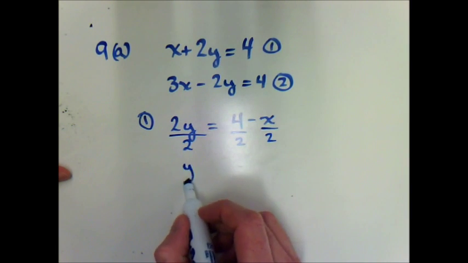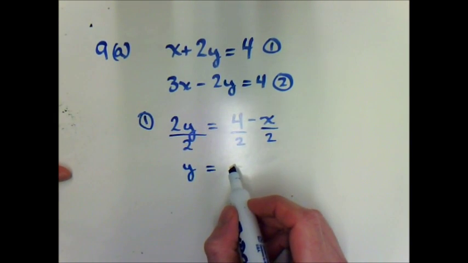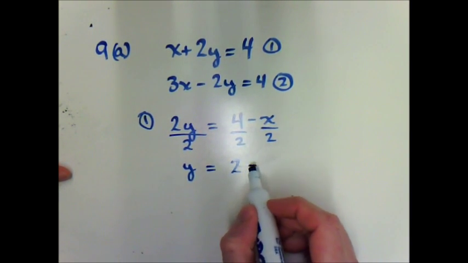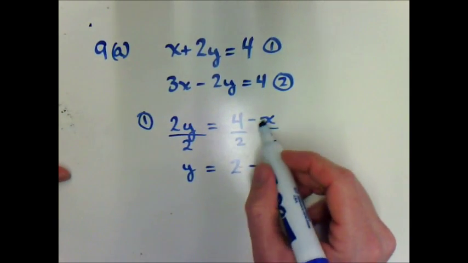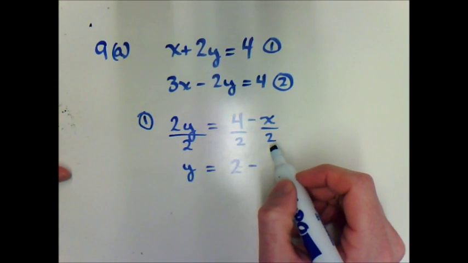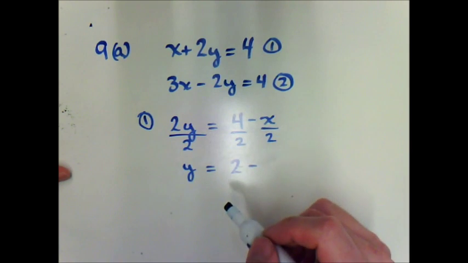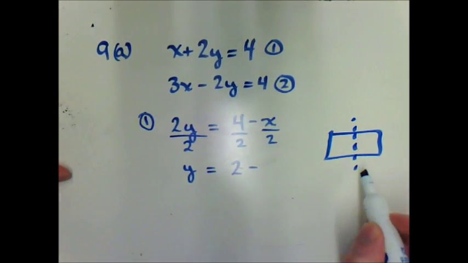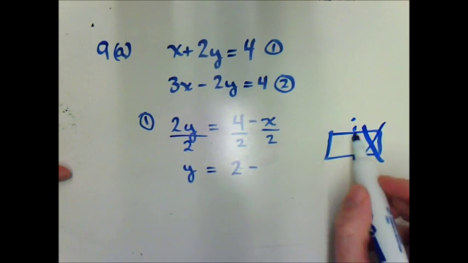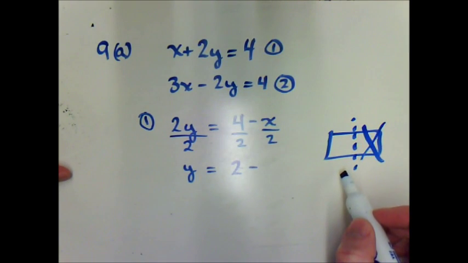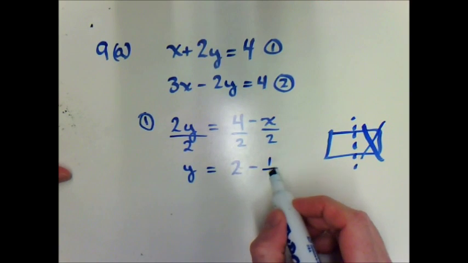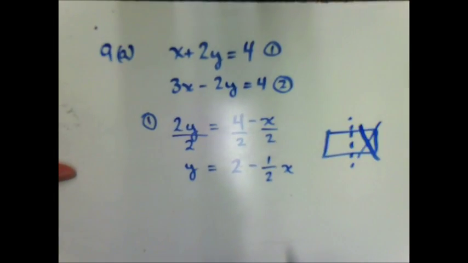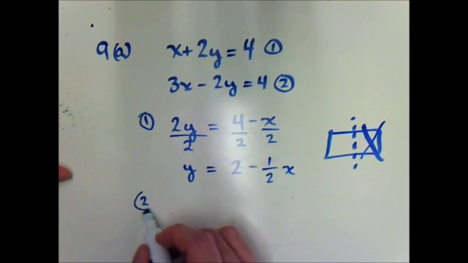It's going to leave me with y equals 2 minus, this is the same as 1/2 x. So if you take x and divide it by 2, right? Let's say this is x, and you're going to divide it by 2, you're left with half of x, right? So this is 1/2 x. Good. Equation 2.